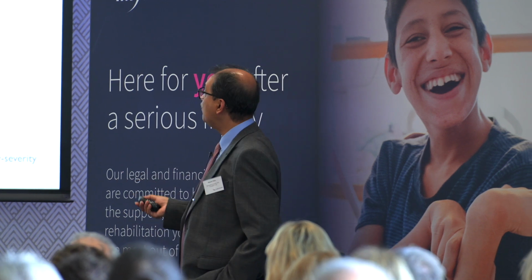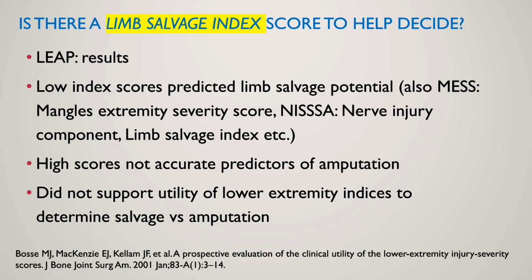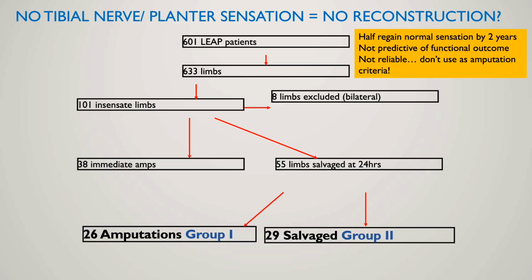So there are some limb salvage indices for acute limb salvage. There is the mangled extremity severity score, nerve injury component, and mainly the limb salvage index, which are used for determining salvage versus amputation. So this is a tibial nerve injury, which is insensate sole. It's not reliable, it was found, because 55 limb salvage people in the first 24 hours after injury had a 26 amputation in this group. It is not reliable, and it is postulated that it is not to be used for amputation criteria only.